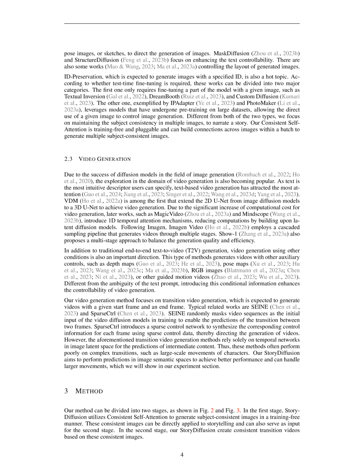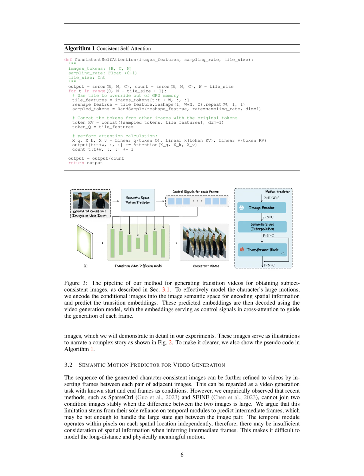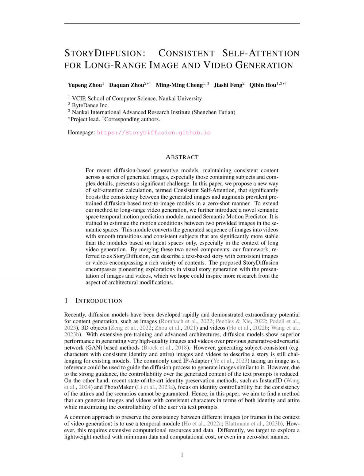In video generation, consistent self-attention contributes to the creation of smooth transition videos by maintaining spatial information and accurately predicting intermediate frames based on the image semantic space. This results in videos with better continuity and physical plausibility compared to methods that solely rely on temporal modules for predictions. Overall, consistent self-attention offers a lightweight and efficient solution for generating subject-consistent images and transition videos with improved controllability and quality, making it a valuable addition to the field of image and video generation.